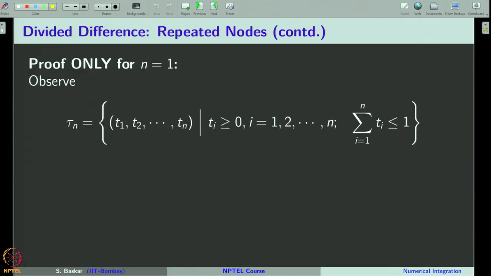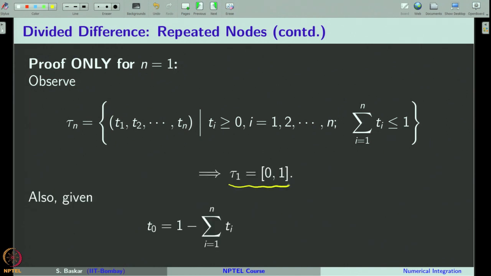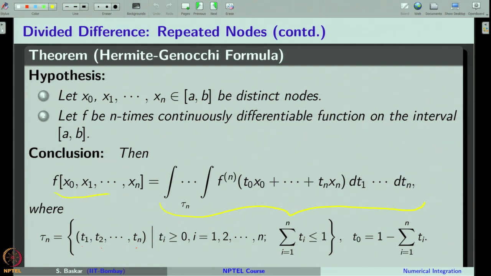Let us not prove this formula in the general case, but let us try to have a feeling of it by seeing how the proof goes when n is equal to 1. Remember, for n is equal to 1, tau 1 is simply the closed interval 0 to 1, and t naught is given by 1 minus t 1, right? For n is equal to 1, you have f of x naught comma x 1, and the right hand side is correspondingly written as integral 0 to 1 f dash of x naught t naught plus x 1 t 1 into dt 1.